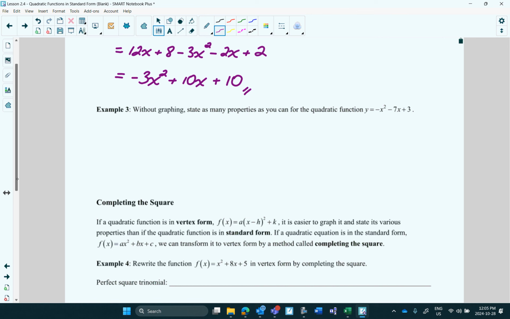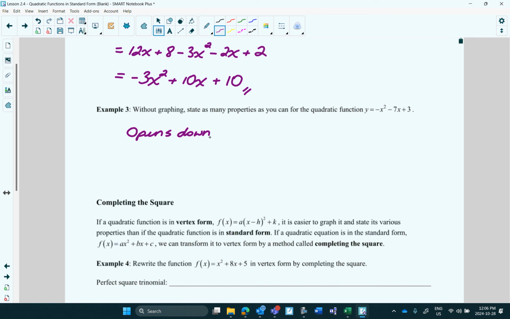Does this have a maximum or minimum? Does it open up or down? Opens down. So I can say it opens down. But I don't know what the maximum equals, because I don't know the vertex. And if I don't know the vertex, I can't find the range. But there are a couple of other things I could find.